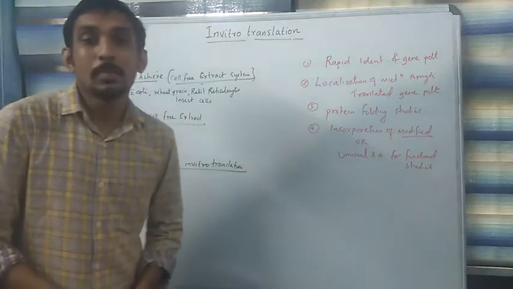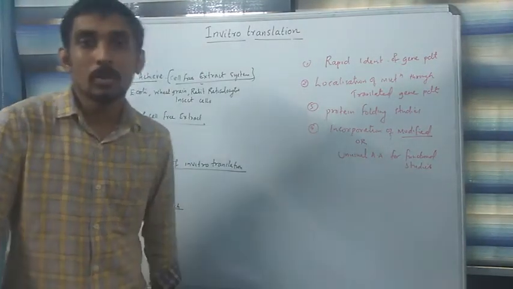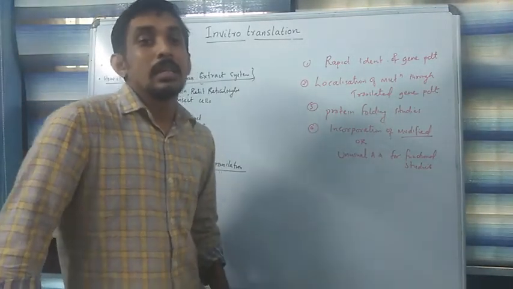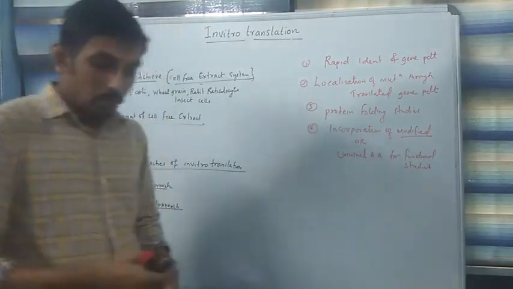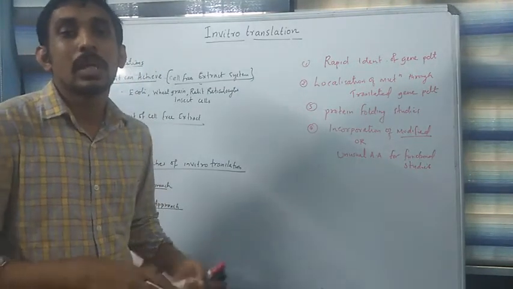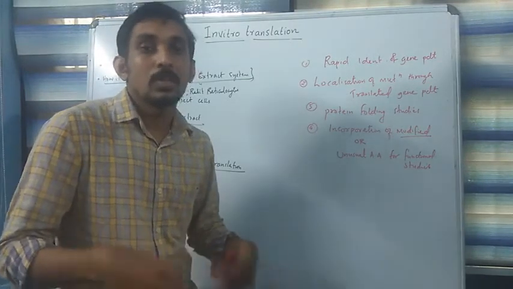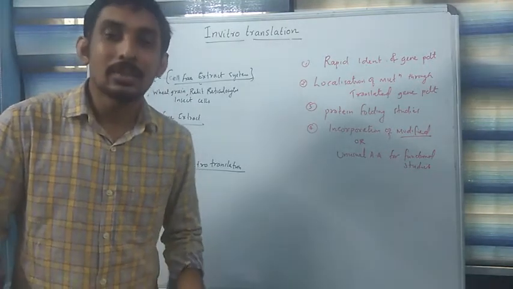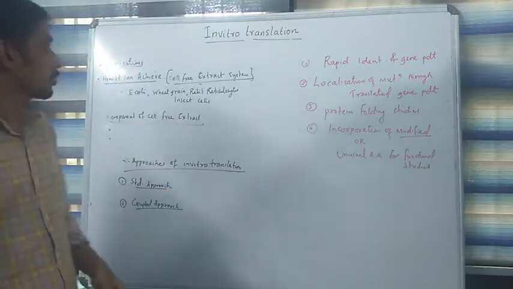That is, if the process of translation occurs other than in its natural environment, or artificially, then such translation is called in vitro translation. So let us try to understand the main applications of this artificial or in vitro translation, that is, the translation which occurs outside the natural environment, or simply an artificial translation.